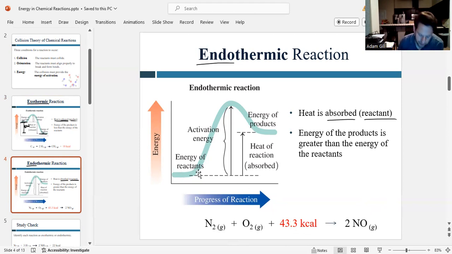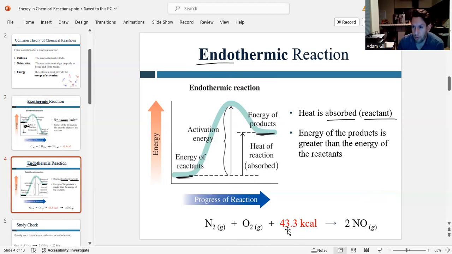So if you look at this energy diagram, the energy of the reactants is lower than the energy of the products, meaning the reactants are more stable. And so in order to make this reaction happen, you have a huge activation energy barrier and then a little downhill.